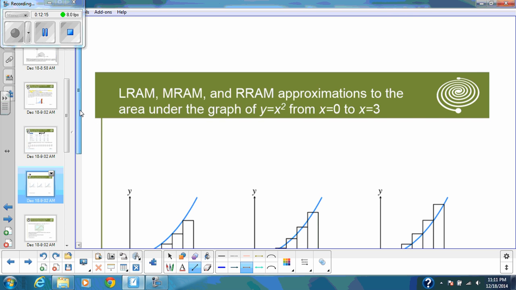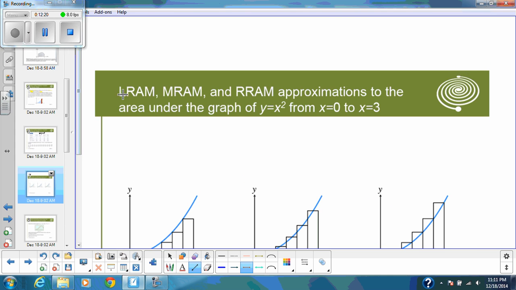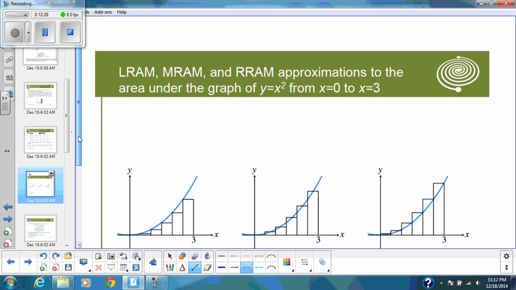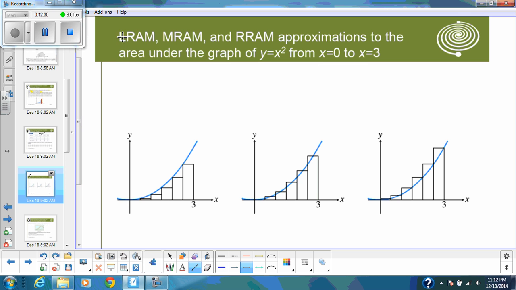There are different methods: the left rectangle approximation method, the middle rectangle approximation method, and the right. I always use left hand, right, middle, and right hand. Basically, this is the curve here.